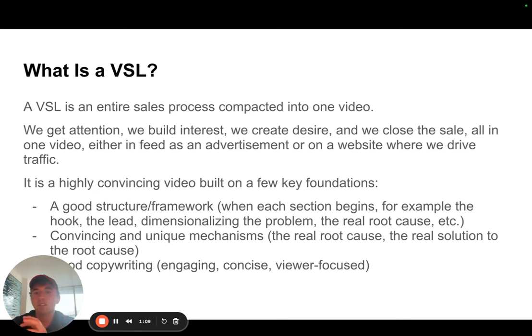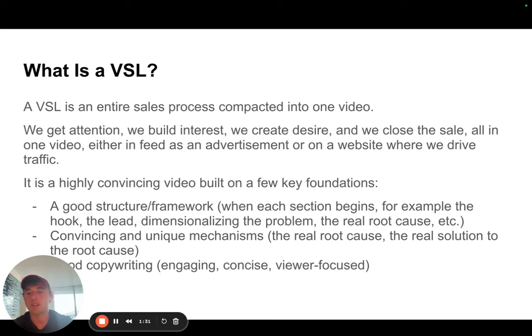And the VSL, in essence, is a very convincing video built on a few key foundations. And it's built through a scientific structure and principles that allow us to capture attention, turn it into interest and engagement and people who want to watch and consume our video, turn it into education and belief in our mechanisms, how the problem and the product works, and then finally building desire for the product itself.